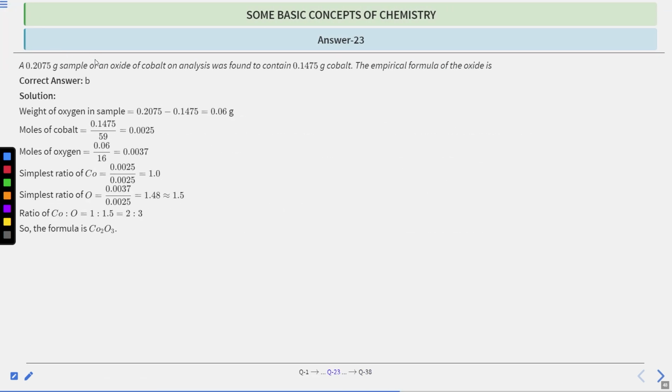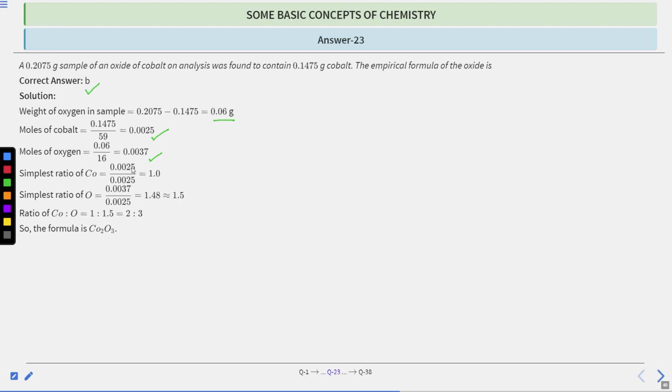Okay, so the correct option will be option B. How? The weight of oxygen in the sample is 0.2075 minus 0.1475, which will be 0.06 gram. So moles of cobalt will be given mass upon molecular mass, that is 0.0025. Similarly, moles of oxygen will be given mass upon molecular mass, that is 0.0037.